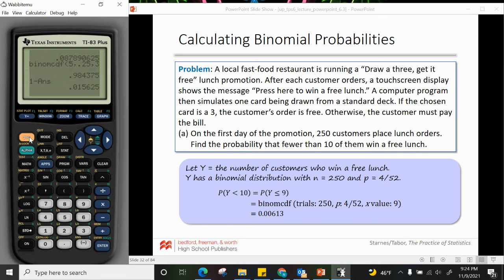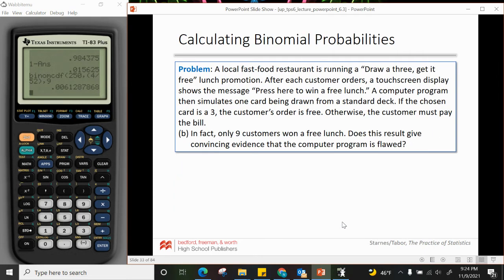If I want to see that in the calculator, again, second vars, binomial CDF, 250 comma 4 divided by 52 comma 9, which is that probability.